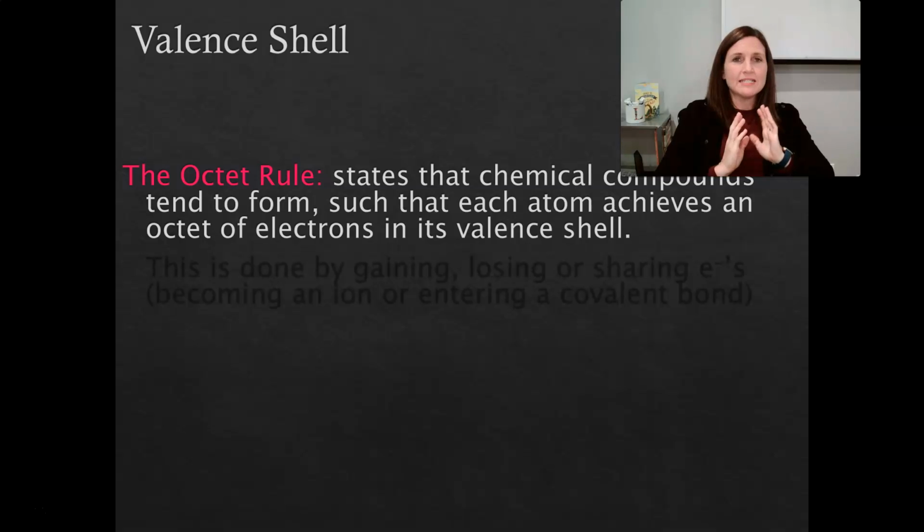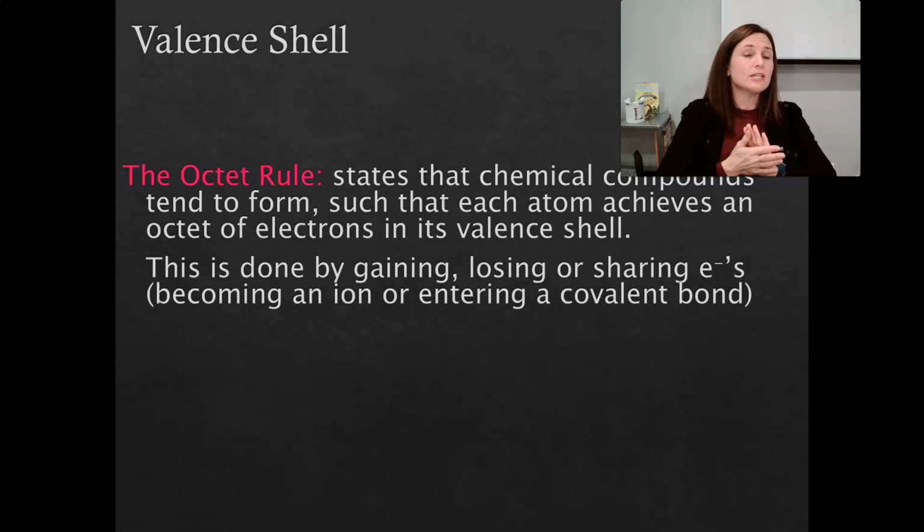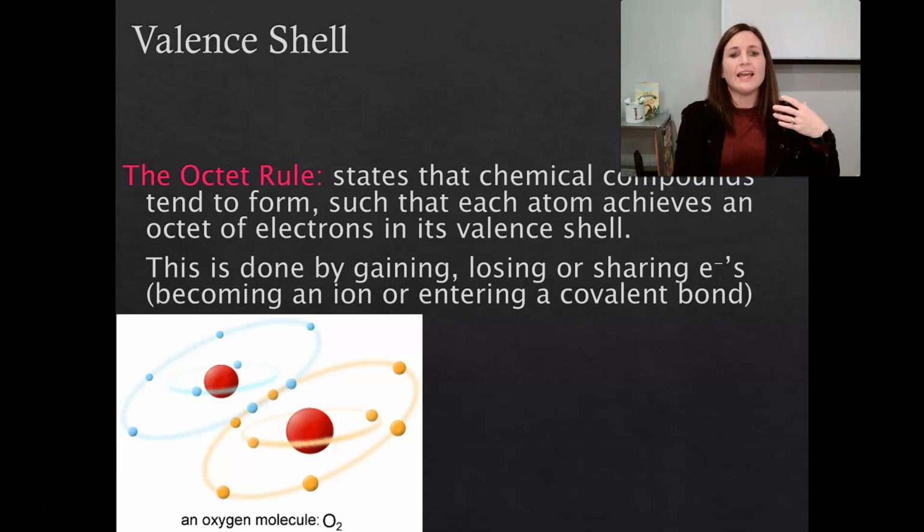When an atom is in its lowest energy conformation, for most atoms that means they have filled their valence shell with exactly 8, and only 8, electrons in that shell. So atoms achieve this kind of atomic perfection by gaining, losing, or sharing electrons.